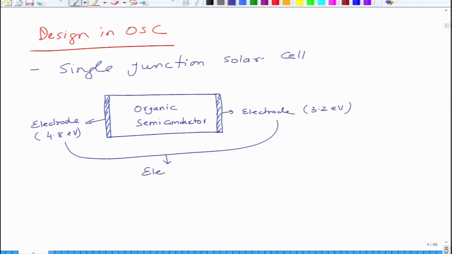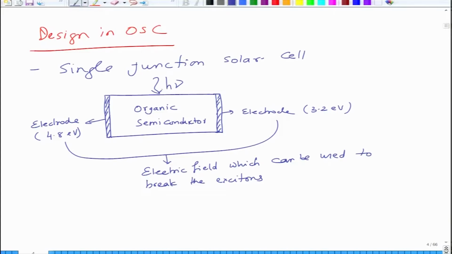So they give rise to electric field which can be used to break the excitons. Okay. So as the light falls on it, the excitons are created, then excitons move towards one electrode.